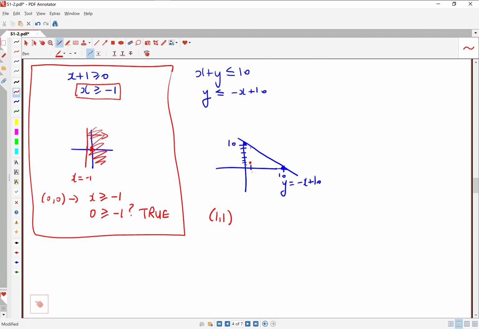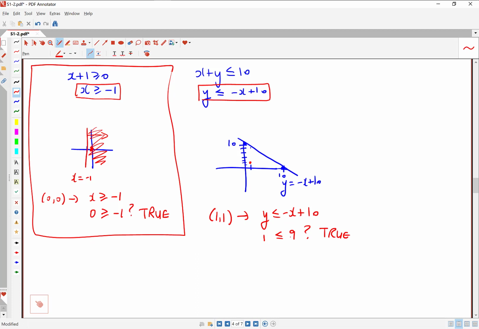So 1, 1 is right here, and we're just deciding whether that satisfies the inequality or not. Let's put that into our standard form. So y is 1, and x is 1. The right side is going to be -1 plus 10, which is 9. We're just asking, is this true or false? Well, yeah, that's true. 1 is less than or equal to 9.